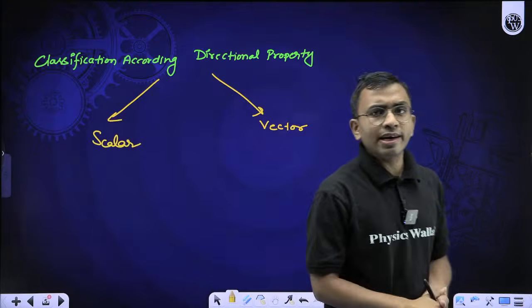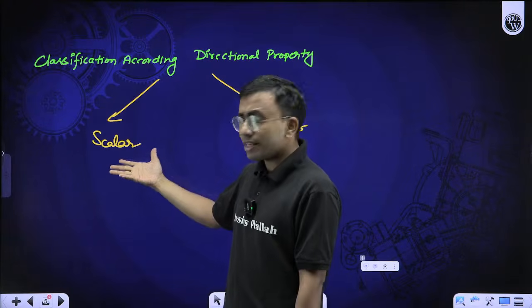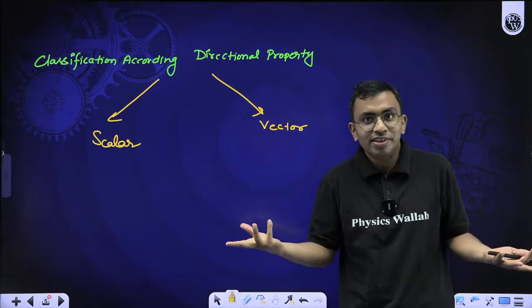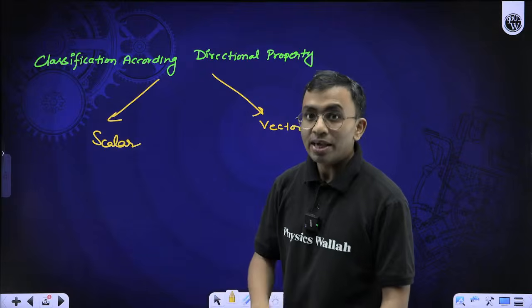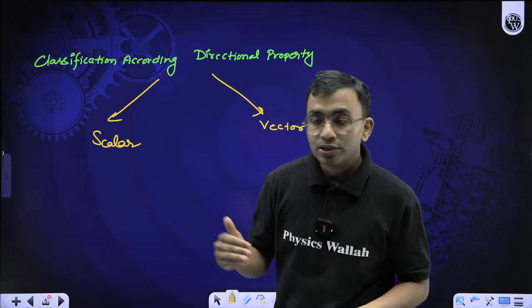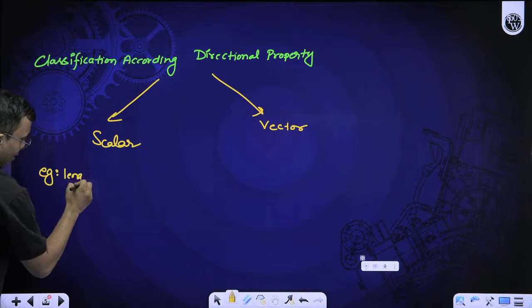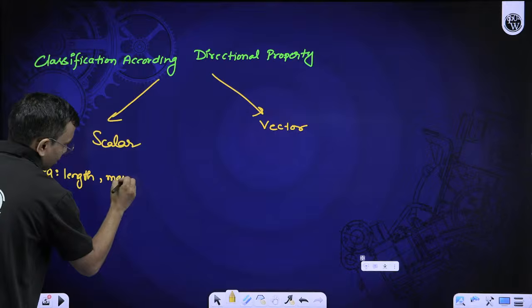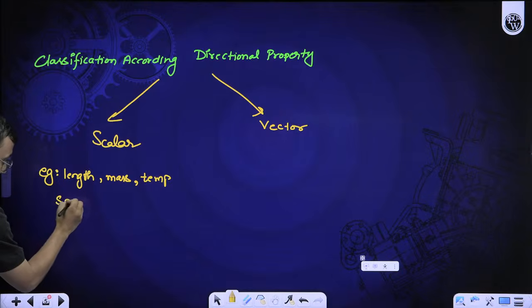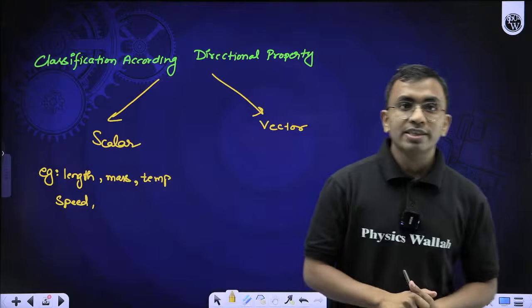Scalar is easy to understand. They have magnitude, but there is no meaning of direction in that. Like, what is the direction of mass? There is no significance of direction, so mass is a scalar. What is the direction of length? Length is a scalar. Or temperature? Temperature is a scalar. So examples we can say here: length, mass, temperature, speed, distance. There are so many examples of scalar quantities.